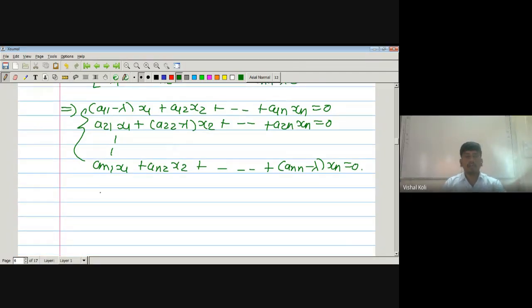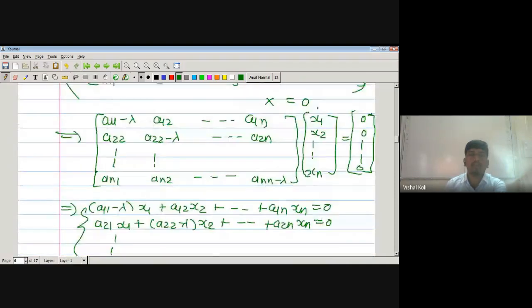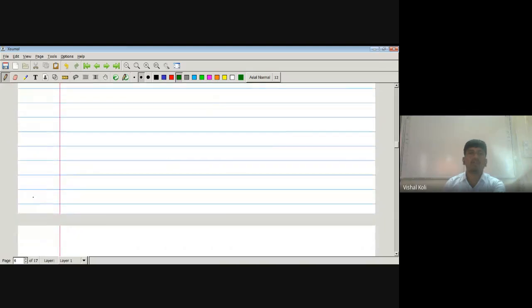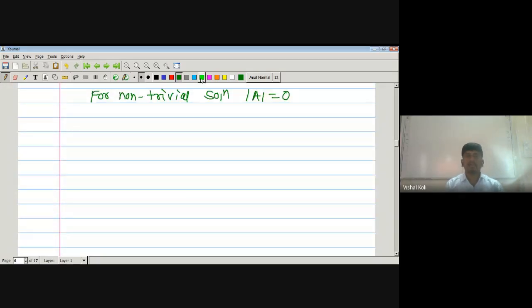So for a non-trivial solution, determinant of A must be equal to 0. That is, if the determinant of the matrix A is equal to 0, then the given system has a non-trivial solution. Now there are some concepts, the first one being the characteristic matrix.